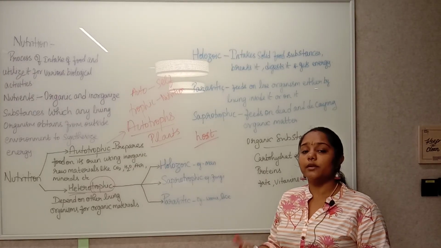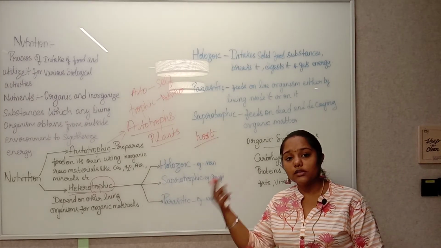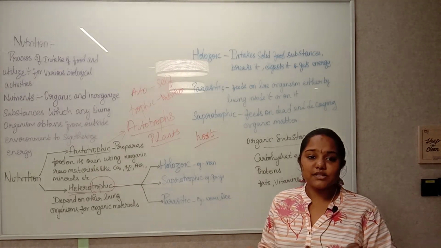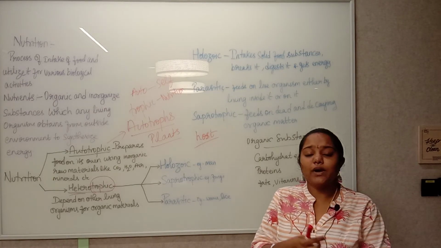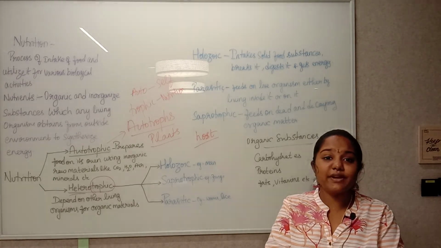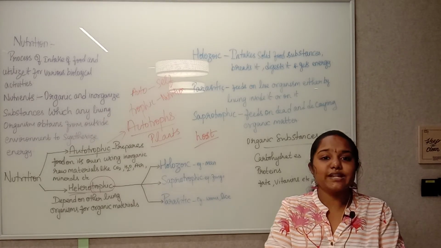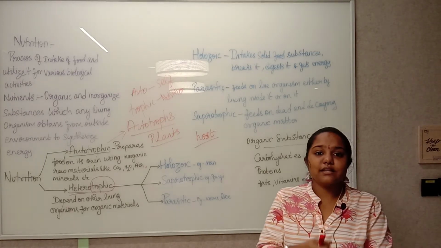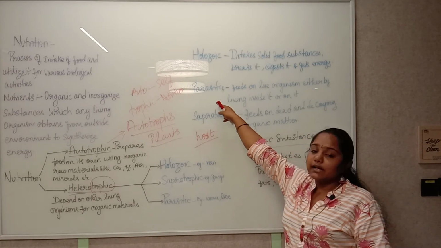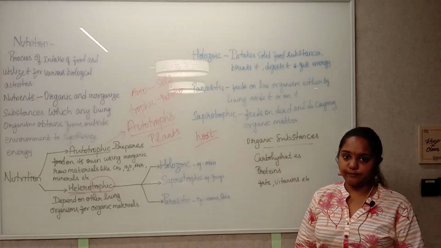Another example of a parasite which is feeding on the living organism is mosquitoes and lice. What does a mosquito do? It sucks the blood. Why does it have to suck the blood? Because the blood is the medium for the transport of energy in our body. So when it sucks the blood, it is directly sucking out the energy also. So that is what we call the parasitic mode of nutrition.